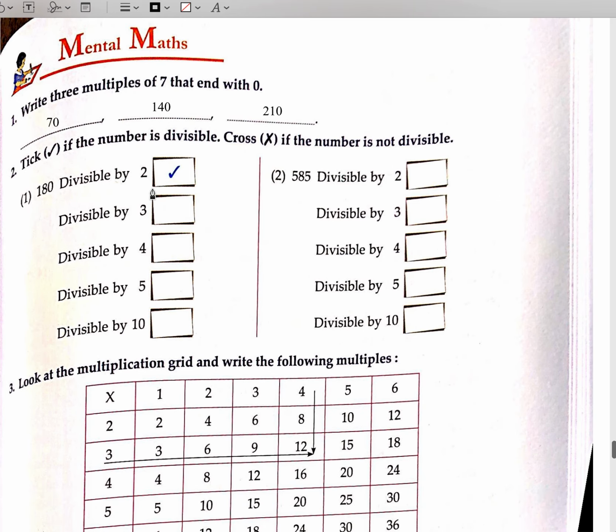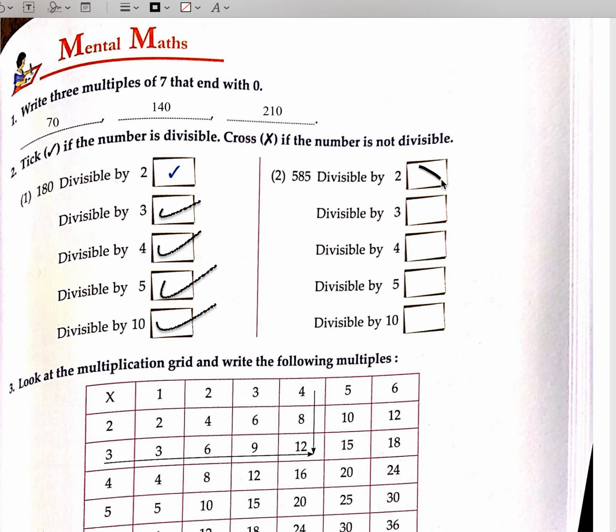So 180 is divisible by 2, yes. 180, is it divisible by 3? Yes, because 8 plus 1 is 9. Is it divisible by 4? Yes, because when we divide, we get the answer as 45. Is it divisible by 5? Yes, and also 10, because both of them end with 0.